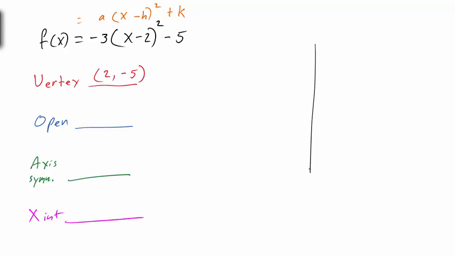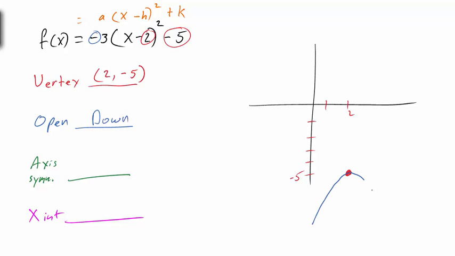So we can actually go ahead and plot that point. We know that it's going to be over 2 and down 5. So we're going to go over 2 units and then down 1, 2, 3, 4, 5. And there's the vertex. And now the question is, which way does the graph open? So here's the vertex. And then which way does the graph open? That's based on this negative sign. So that means it's going to open down. So that means it's going to look something like this.